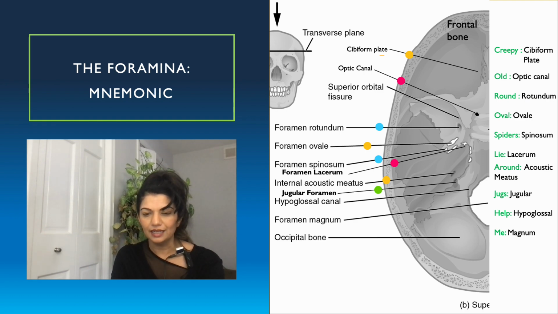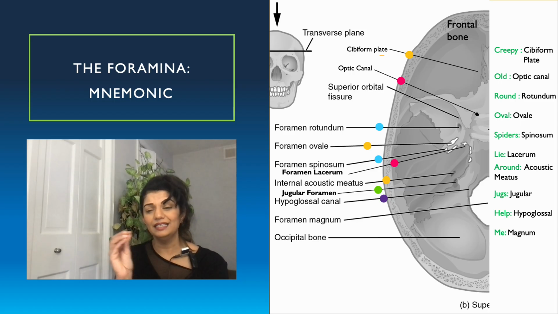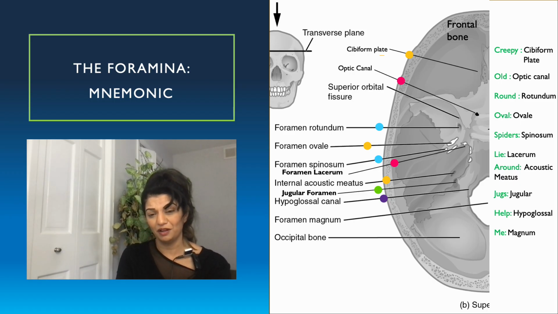All right, keep going here. We've got "jugs," which is for jugular foramen. Now this one has cranial nerves 9, 10, and 11 that go through it. And then the hypoglossal canal, so it's not a foramen, but it's a canal. And naturally, you can figure it out, it's going to be the hypoglossal nerve that goes through there, which is nerve 12.